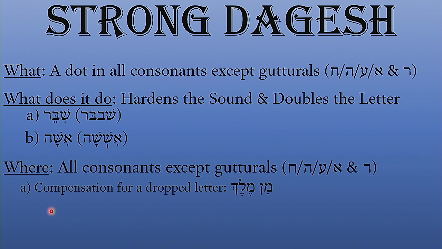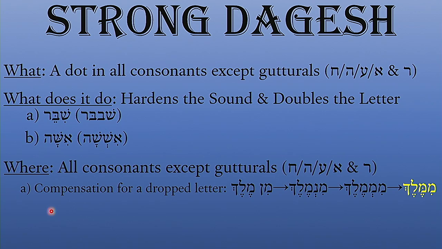It's called here compensation for a dropped letter. Whenever a letter drops, you put a strong dagesh here. So you have min melech. Min melech simply means from a king. Well, if I say min melech, everything is fine, everything is clear. But if I want to say it quickly, what happens is that the noon is set close to the melech. And if I say it many times, I don't hear the noon anymore. I hear mi melech, right? It's as if the noon becomes the mem. And when the noon becomes as if the mem, you write the mem together inside the other mem.